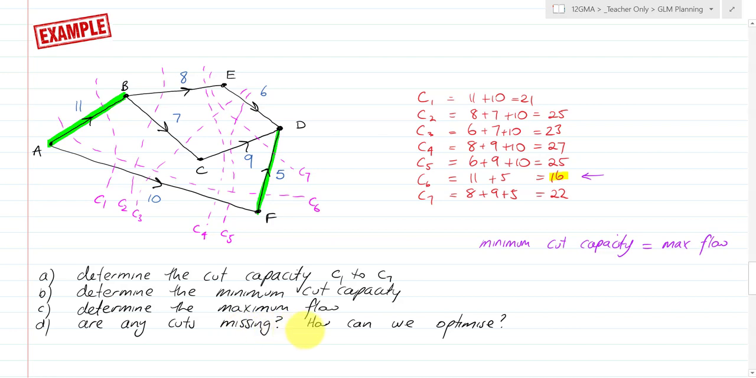Are there any cuts missing? How can we optimize this process? So are there any cuts missing? Yeah, there are. I'm pretty sure there are. You could have a look at this and analyze.